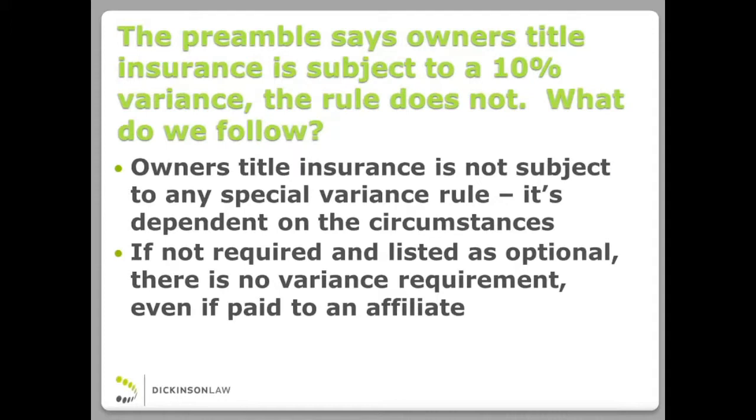There's no special variance rule for owner's title insurance. It's dependent on the circumstances, whether it's optional, whether they're given the ability to shop for it. So if you're not requiring it and it's listed as optional, contrary to what the preamble says, there's no variance. There's no 10% variance. Even if it's paid to an affiliate, it can vary up or down as high as you want it to. When I say no variance, I don't mean that it's zero tolerance. I mean that the variance doesn't matter. It's not subject to a variance requirement. If it's required, then that's going to change it.